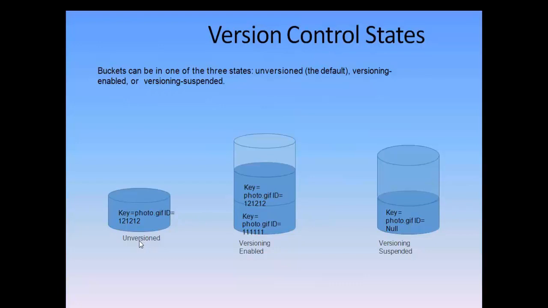Like this. So there can be three states of versioning. One is unversioned, second is when we enable versioning, and third is versioning suspended. Once we enable versioning, we cannot disable it. We can only suspend it. Got it? Three states: unversioned, enabled, or suspended. I will show you practically also. When we check, it is in suspended mode. So it can be either enabled or suspended.